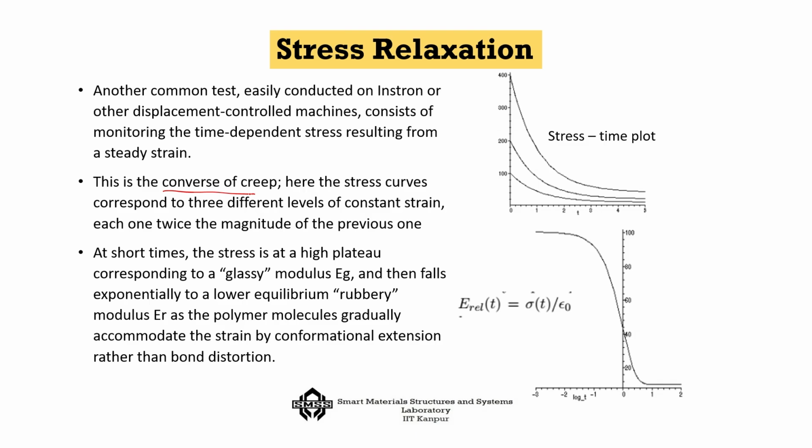And here the stress curves correspond to 3 different levels of constant strain now. So, it is somewhat, you see there you had this type of a curve, and here it is a reverse S curve that you can see here. And here, instead of the compliance, E relaxation becomes important, which is sigma(t) over epsilon 0. How stress is varying when you are keeping the strain constant. So, that we can again draw this, and we can also figure out how stress relaxation is taking place.